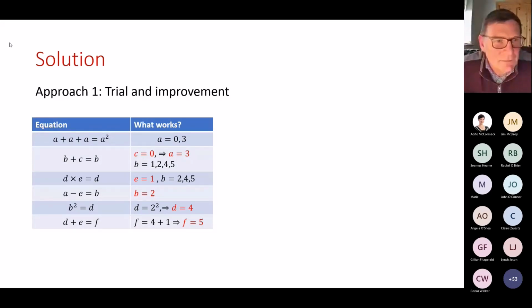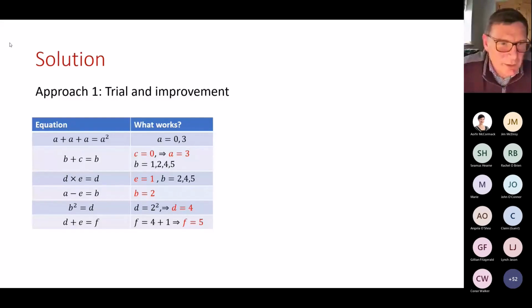We come down then to the second equation, b plus c equals b. Again, they can trial numbers here, but quickly they realize that c has to be 0. C has to be 0. And if c is 0, then of course a has to be 3. We can eliminate a equal to 0.